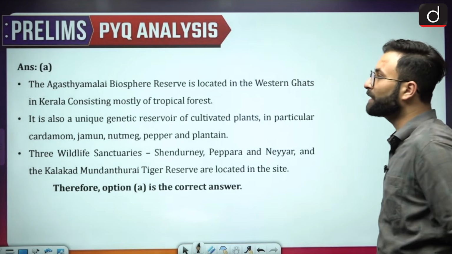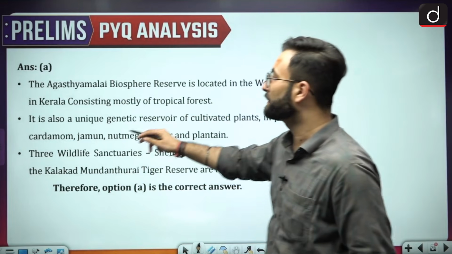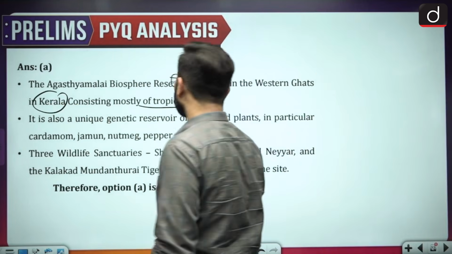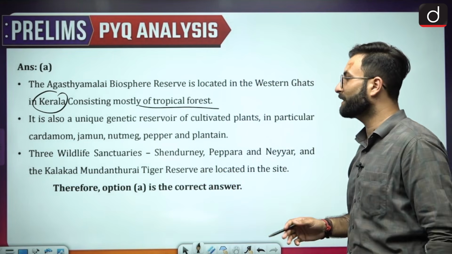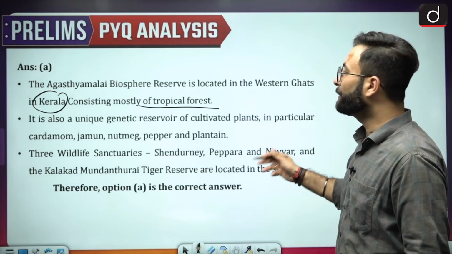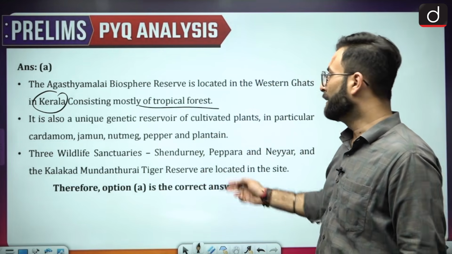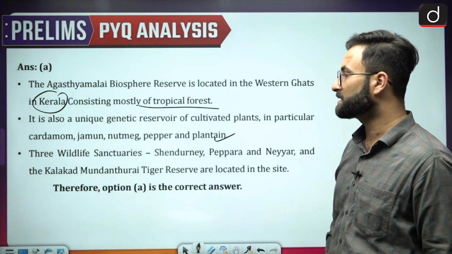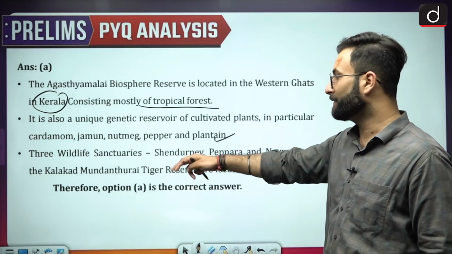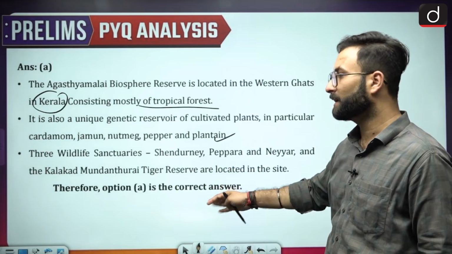Here, the Agastyamalai Biosphere Reserve is located in the Western Ghats in Kerala, consisting mostly of tropical forest. It is also a unique genetic reservoir of cultivated plants, in particular cardamom, jamun, nutmeg, pepper, and plantain. So these are some of the plants which are there. The wildlife sanctuaries given in option A are again mentioned over here, so you can go through that.